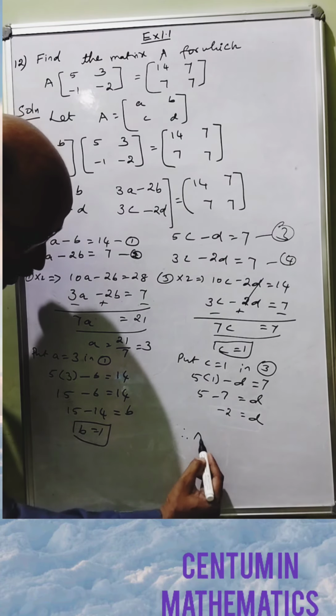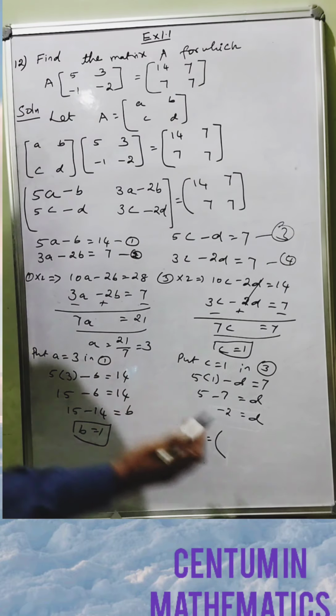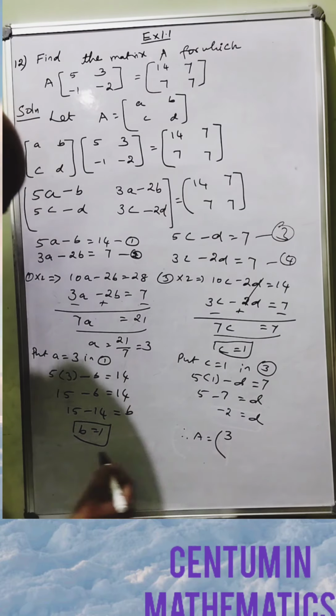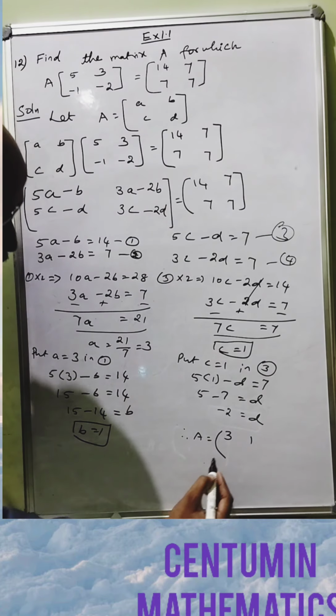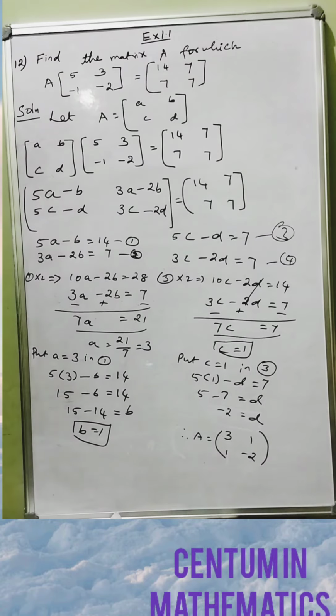Therefore, A equal to A, B, C, D. A value is 3. B value is 1. C value is 1. D value is minus 2. It is the required matrix.